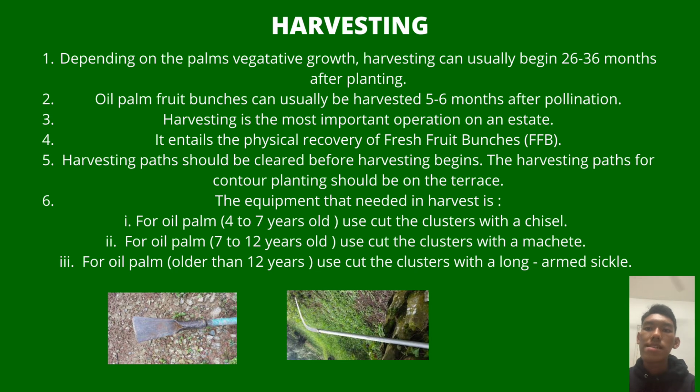The equipment needed in harvesting is: number 1, for oil palm that is 4 to 7 years old, we can cut the clusters with a chisel. Number 2, for oil palm that is 7 to 12 years old, cut the clusters with a machete. For oil palm older than 12 years old, cut the clusters with a long arm sickle.